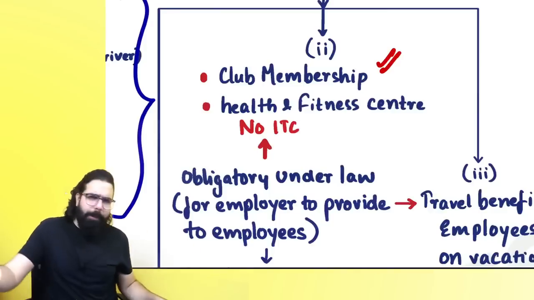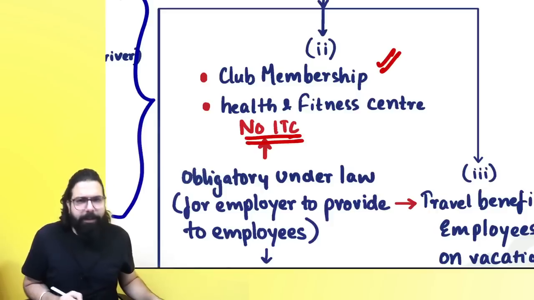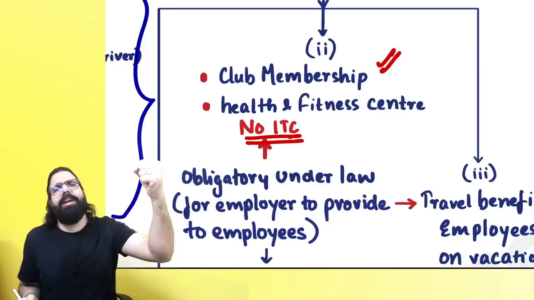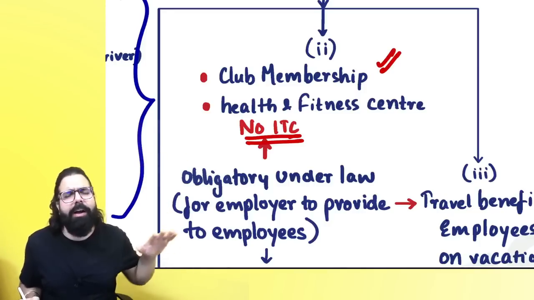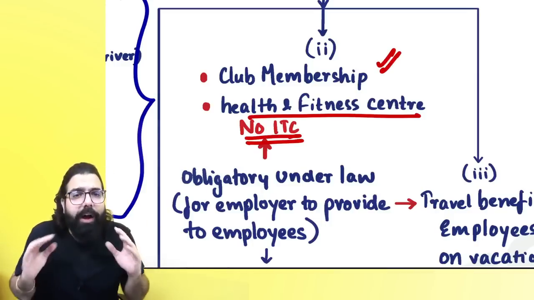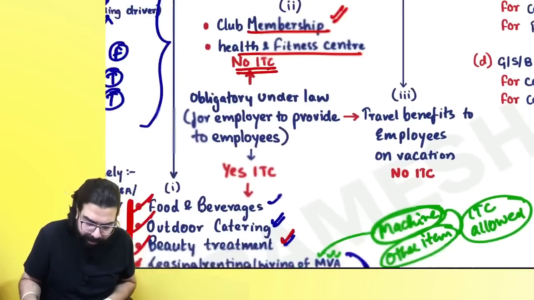Go to the club. Club membership, you give us the bill. I will not be able to take the ITC in my business. I told my directors, you have become fat. Go to the health and fitness center. Be fit. Now they went to the health and fitness center and gave me the bill. In our business, you will not be able to take the credit. Okay, sir. Health and fitness center, club membership, you can't take the credit.